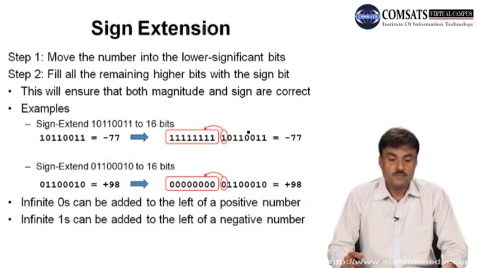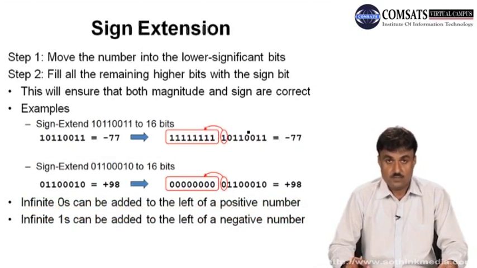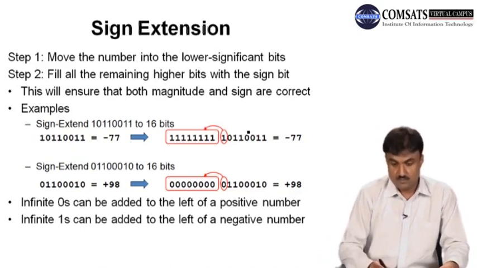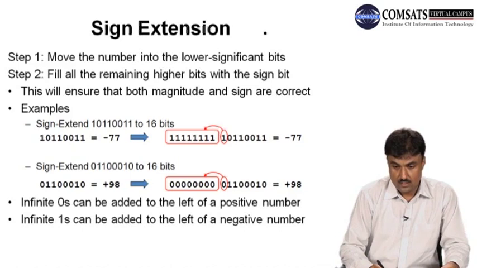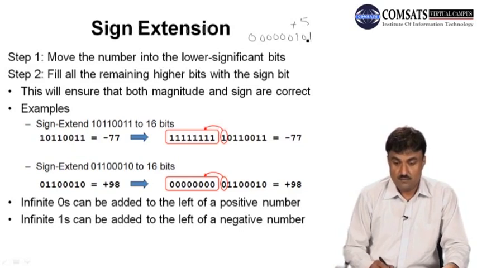Now, sign extension. This is the most important thing that we have to learn here. Sign extension is needed when we have an 8-bit number, for example the number plus 5. The sign is positive, so it will be 0. All these 4 bits will be 0, and then 0, 1, 0, 1. So this is plus 5, in 8-bit representation.